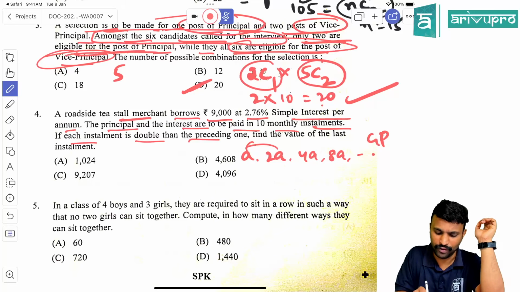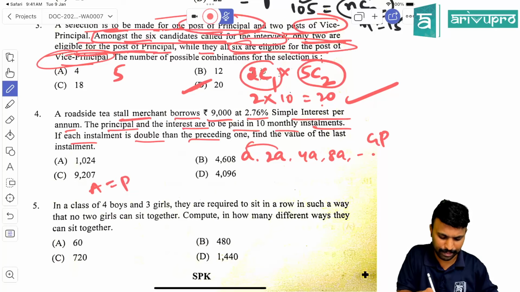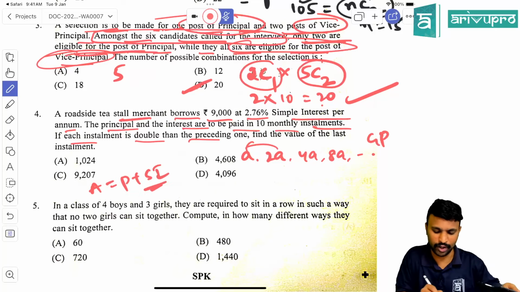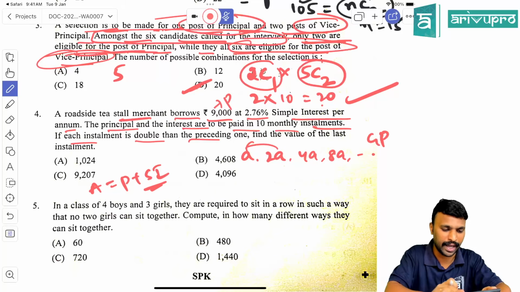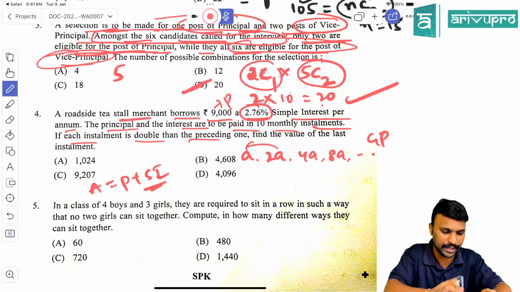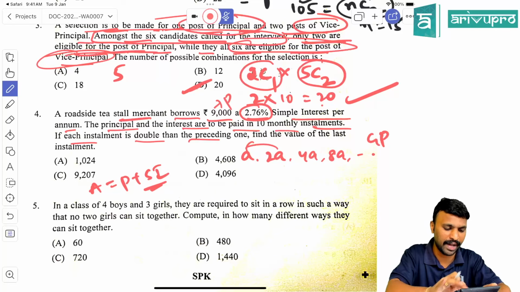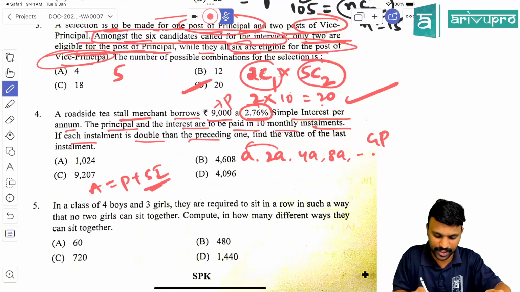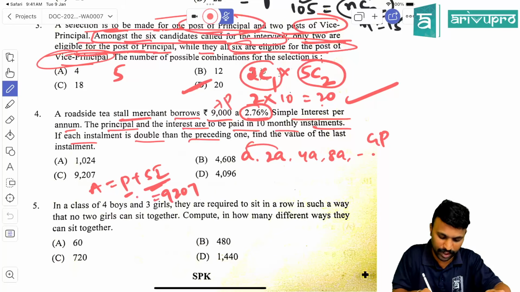First of all, you need to find out how much is the amount that he has to pay. See guys, amount, if you want to find out, it is P plus SI, correct? So how do you find out SI? He borrows 9,000, means 9,000 is the principal. So 9,000 into rate of interest, 2.76% per annum, into time, which is 10 months. Guys, 10 months means you have to convert that into years, so 10 divided by 12. So you get 207 as SI, add principal to it, you get 9,207. This is nothing but the amount he has to pay.